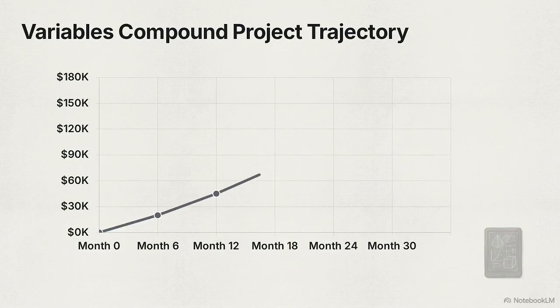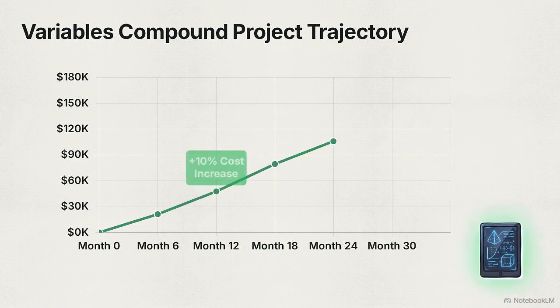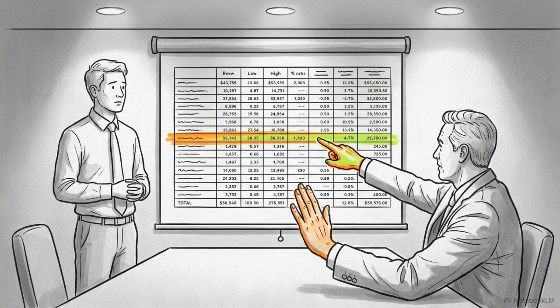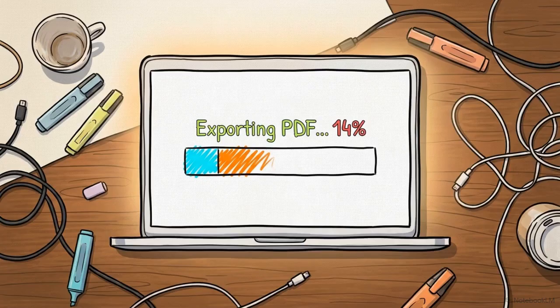They need to know what happens if cost parameters increase by 10%, or if timeline variables stretch out another 6 months. Because standard models are locked in static PDFs and spreadsheets, those questions stop the meeting cold. The presenter has to manually update the underlying formulas, re-export the entire document, and try to regain the room's attention.